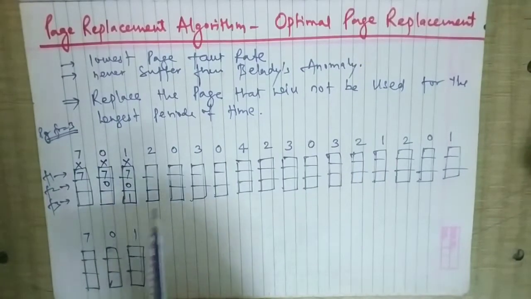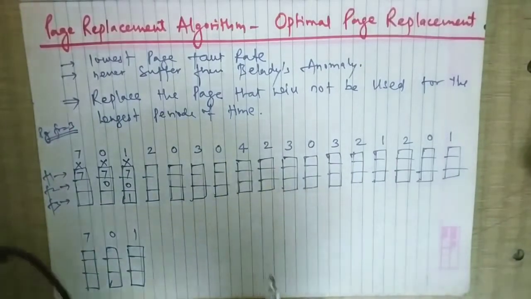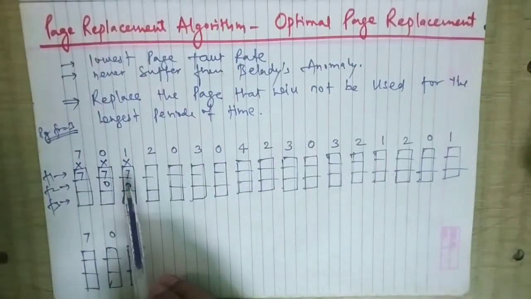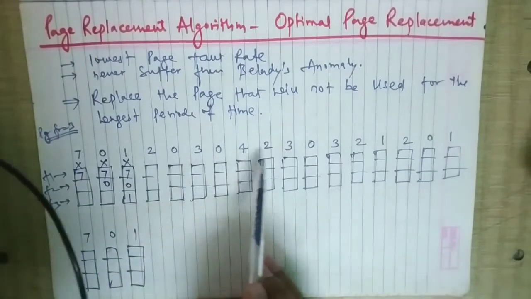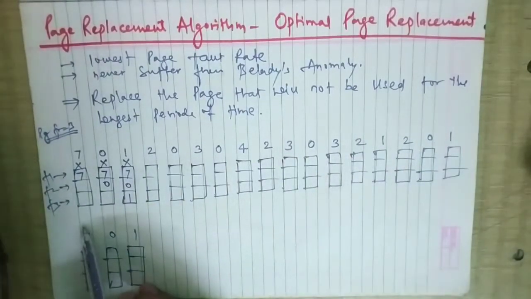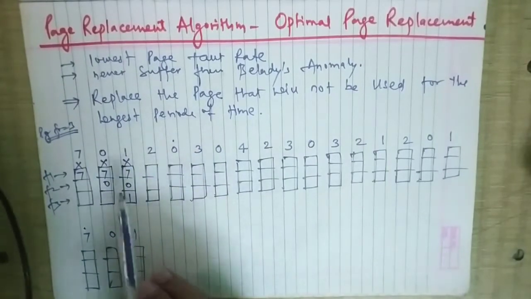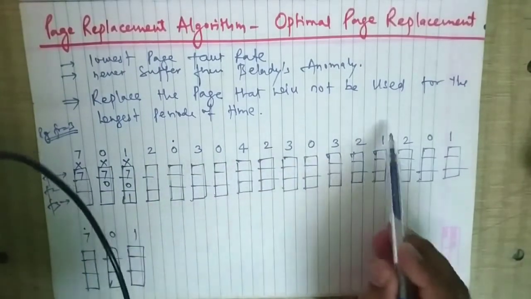which is the page which will not be used for the longest period of time. For the first, we'll start with the 7. Where is the 7 going to be used? 7 is going to be used at this point. Okay, 0 will be used at this point. Okay, 1 is going to be used at this point.